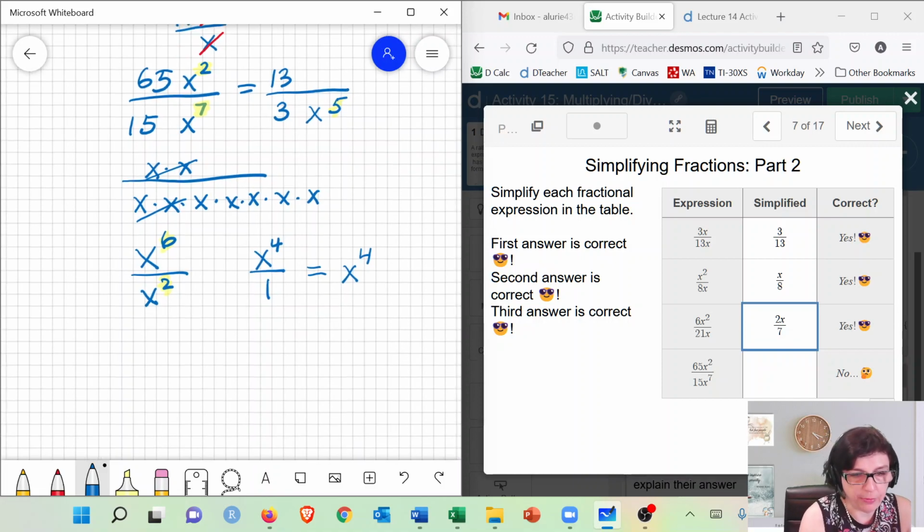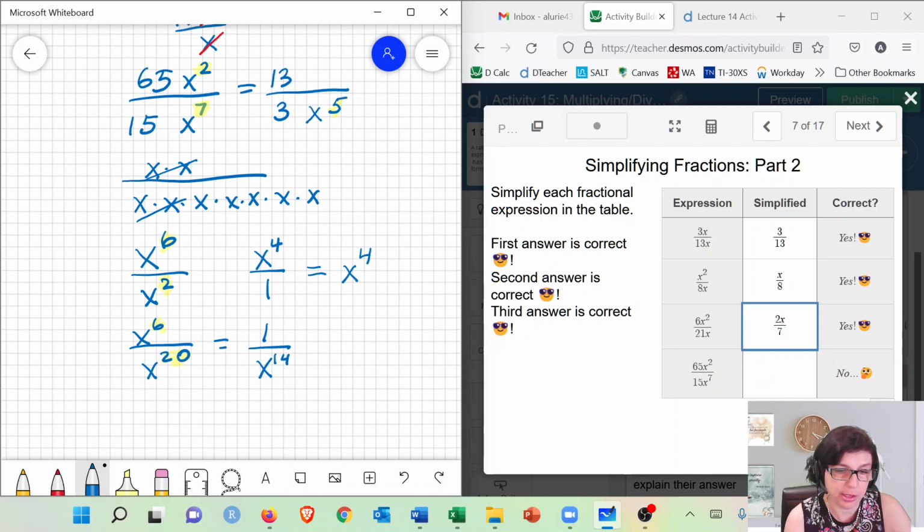Similarly, if I have something like x to the power 6 divided by x to the power 20, what do I do? Well, I subtract the powers. So 20 minus 6 is 14. Wherever was the larger power, that's where the answer is going to be, and the other part is going to be 1. There's nothing left, so that's going to stay as 1.